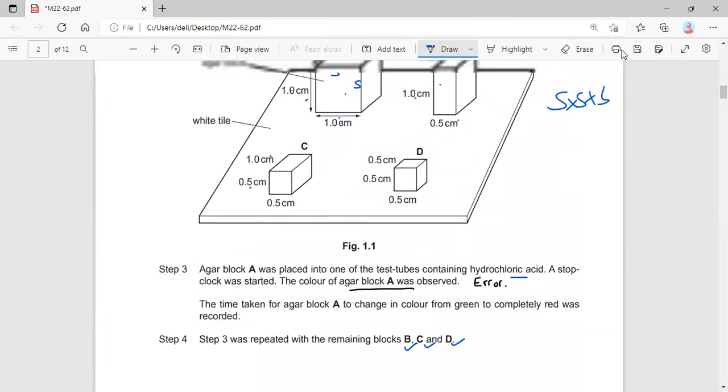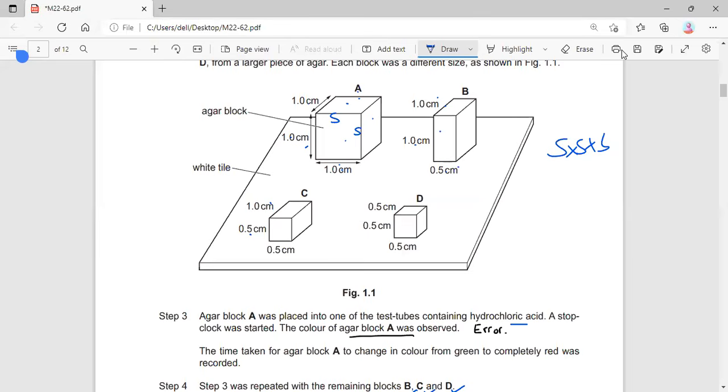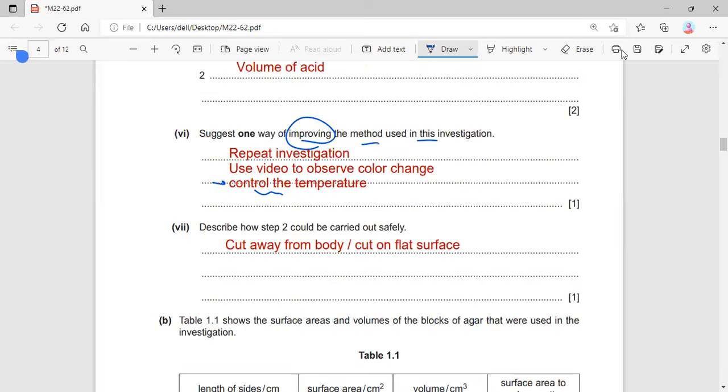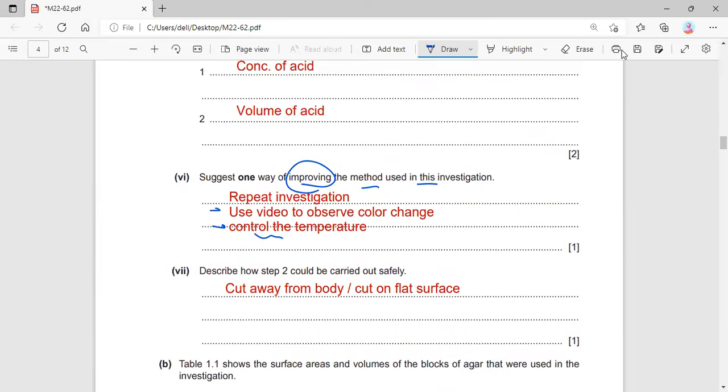We said in this experiment that it is difficult to determine the end point, or in any experiment that the color changes, and you would not be able to know when exactly did the block turn red. So what is the improvement? What is the solution for this? He wrote it back in this exam. Use video to observe the color change. You will record and then you can watch the video. So it's easy to repeat and determine exactly when the color change happened.